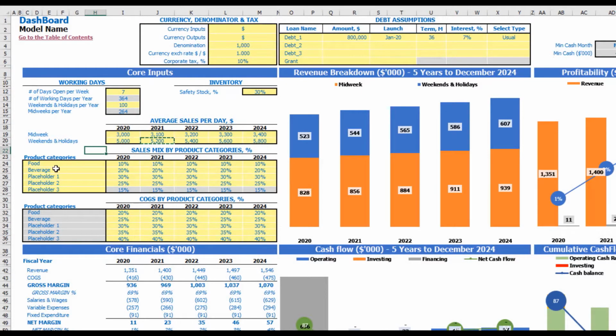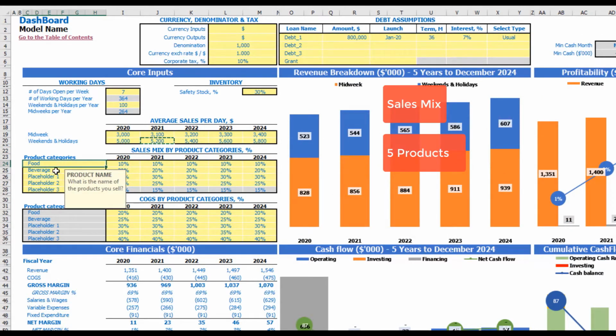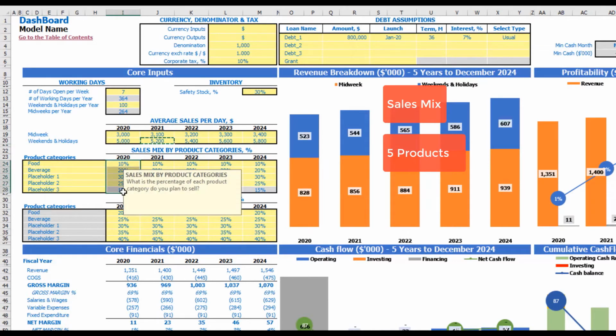Obviously, each of your product category will have different margin. So for these purposes, you have sales mix by product categories, up to 5 product categories. In this particular example, we have food, beverage, and 3 placeholders. The amount of breakdown should be always 100%.